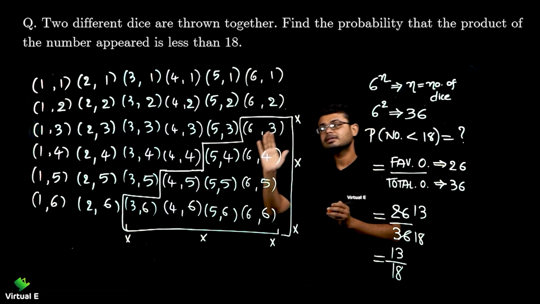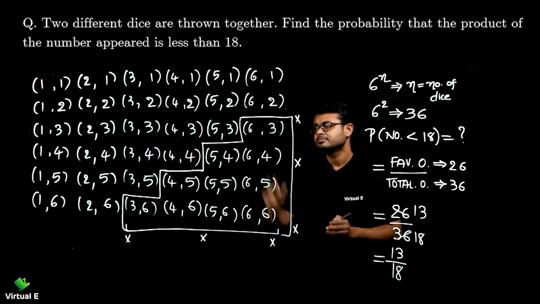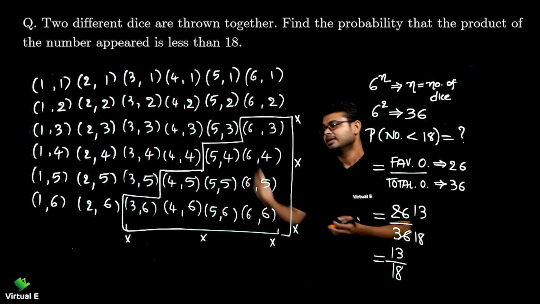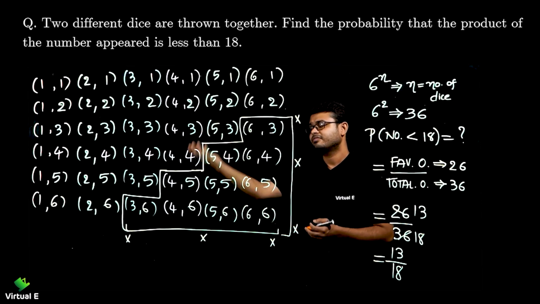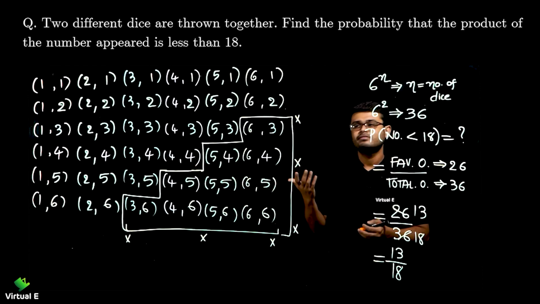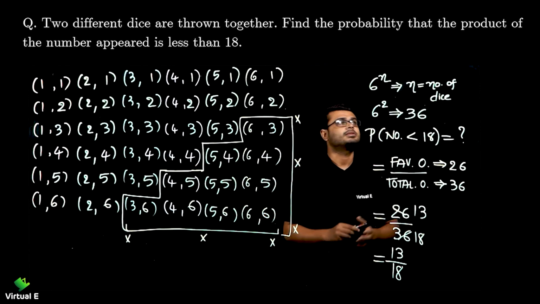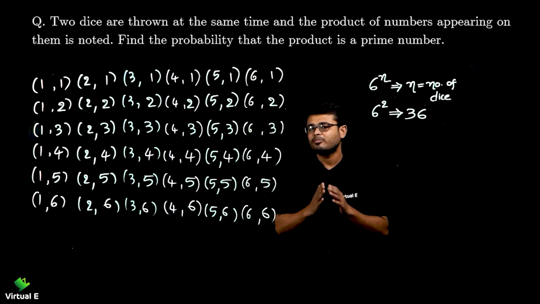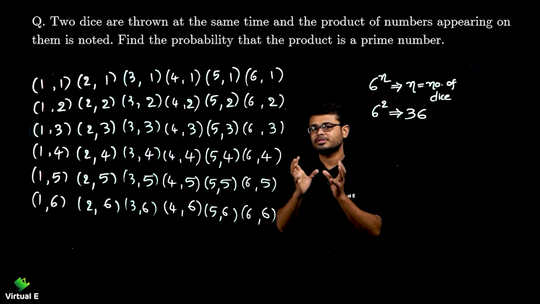So far we dealt with the case of sum. Here you need to multiply two numbers and see what numbers you want to get, accept whichever are favorable and ignore whichever are not favorable. Let's move on to the next question. Let's discuss one more question related to the product of the numbers on the dice.